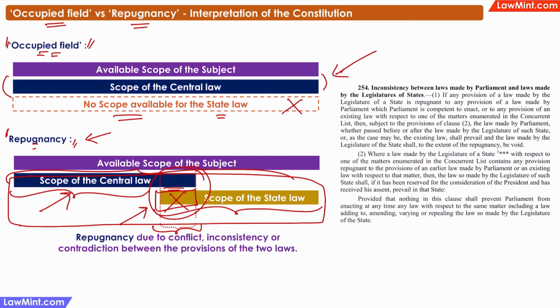Of course, due to the exception in clause 2 of Article 254, the state law can prevail over the central law if the President has considered the conflict and given assent for the state law to prevail. And the exception to clause 2 says that even if the state law has prevailed over the central law due to the presidential assent, the Parliament can just pass another law that adds to, amends, varies, or completely repeals the state law. So ultimately, the Parliament can supersede the state legislature.